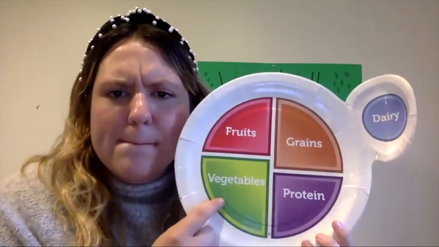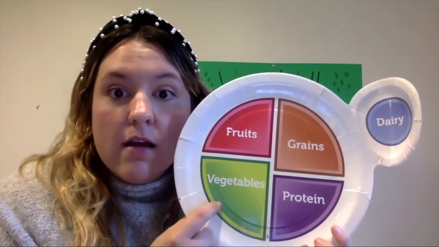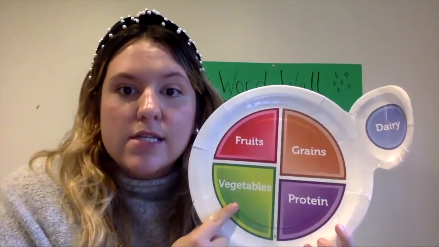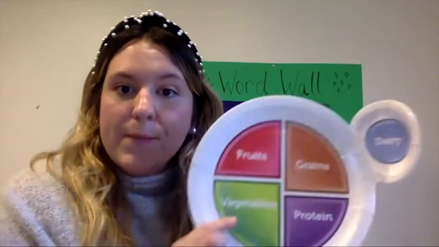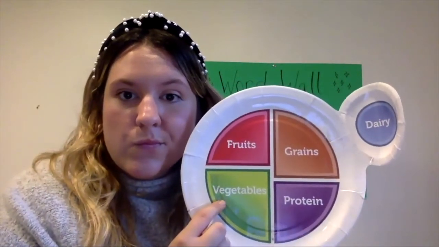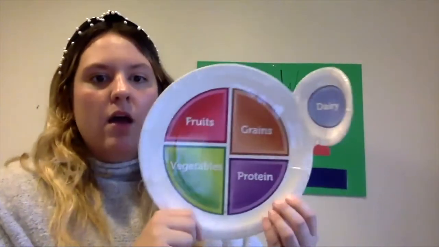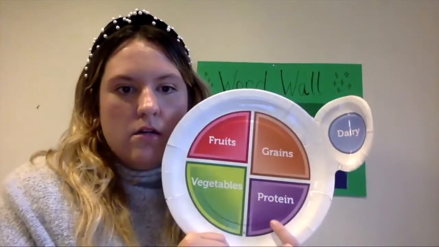What color is this one? Green. This one is vegetables. Can everybody say vegetables? Vegetables. Who can name some vegetables they like to eat? Raise your hand and tell your teacher. Green beans, zucchini, spinach, or even crookneck squash, right? All right, let's move to the next one.